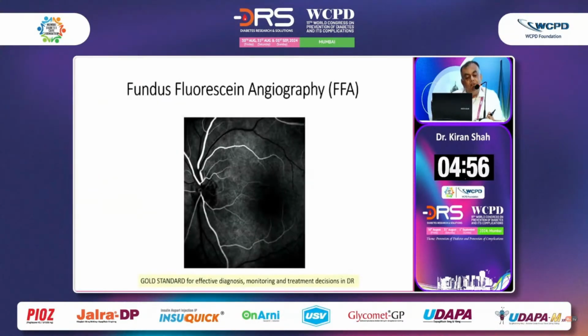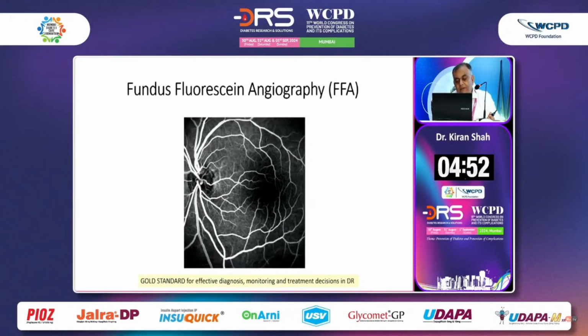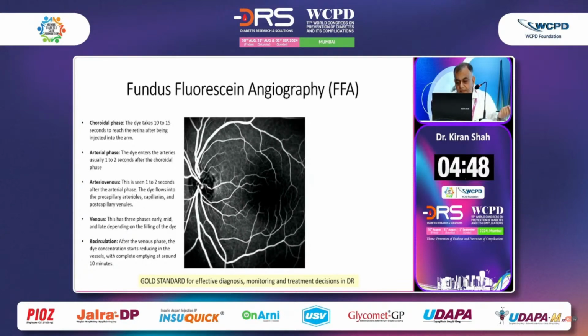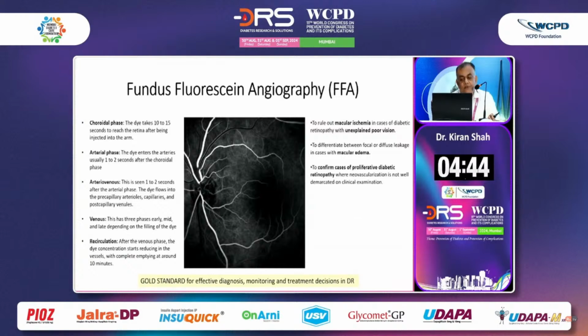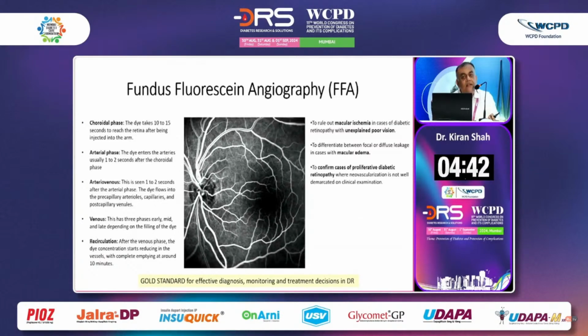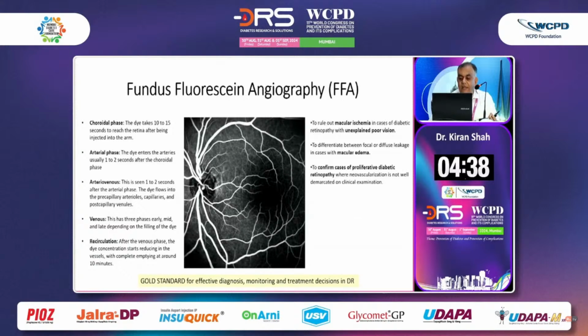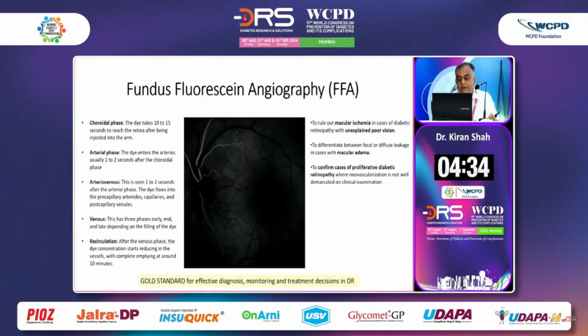Then moving on to fundus fluorescein angiography, which is considered the gold standard for effective diagnosis, monitoring, and treatment. Once you inject the sodium fluorescein dye, these are the various phases, which is not necessary for us. But what is important is why we use it: specifically for macular ischemia, unexplained vision loss, to differentiate between diffuse or focal leakage in cases of macular edema, and to confirm cases of proliferative diabetic retinopathy.